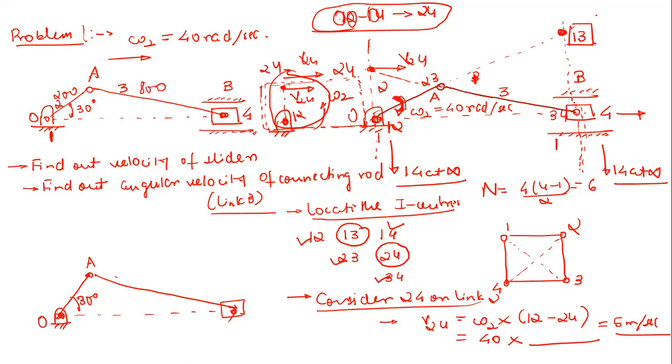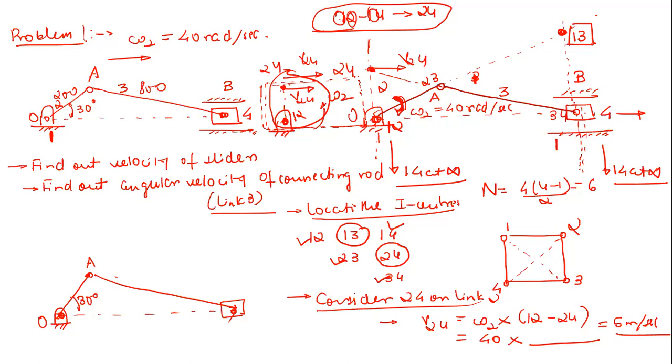Sir, we can compare V24 equals V13 and then calculate omega 3. Okay. See, when I talk of I center 2, 4, always remember that you cannot imagine this point 2, 4 on link 3, right? Because this is common to only link 2 and link 4. Now it cannot be imagined on any other link. You cannot imagine it on link 1 as well. It will be common to only link 2 and 4.